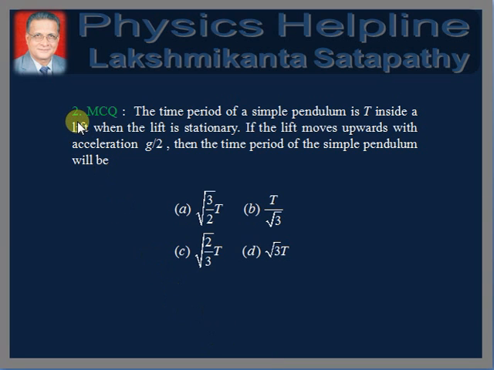Now, for question 2, this is also a multiple choice question. This is about the time period of a simple pendulum which is oscillating inside a lift. It is given in the question that when the lift is stationary, the time period of the pendulum is equal to T. We are required to find the time period of the pendulum when the lift is moving up with acceleration a is equal to g by 2. The options are given in the question. We are required to find the correct option.